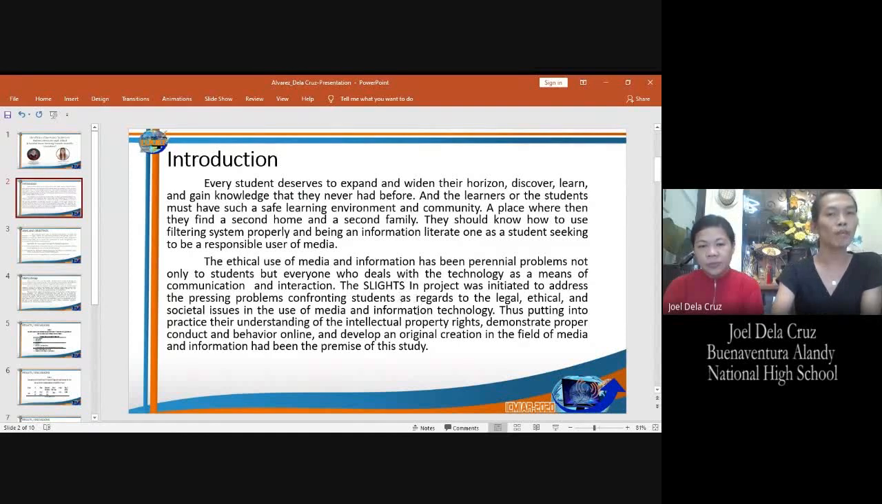The ethical use of media and information has been a perennial problem, not only for students, but for everyone who deals with technology as a means of communication and interaction. The Slides In project was initiated to address the present problems confronting students regarding the legal, ethical, and social issues in the use of media and information technology, thus putting into practice their understanding of intellectual property rights, demonstrating proper conduct and behavior online, and developing an original creation in the field of media and information. This had been the premise of this study.